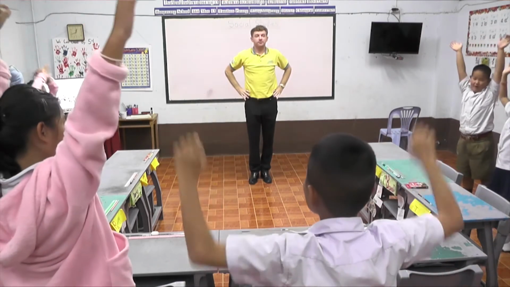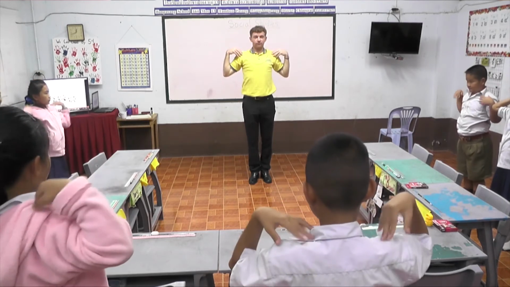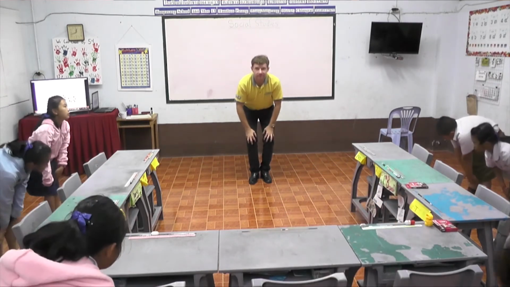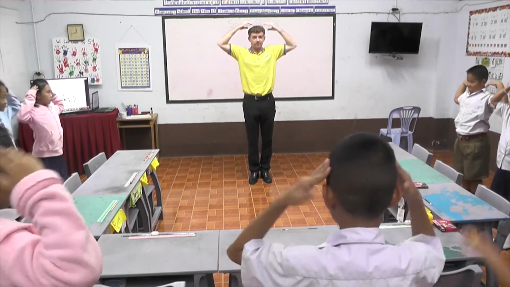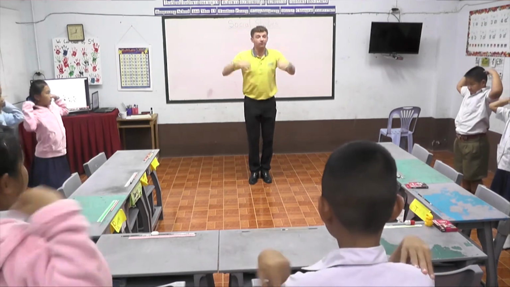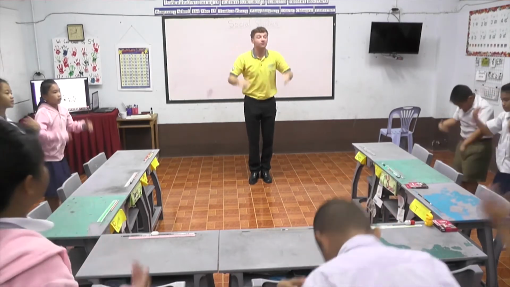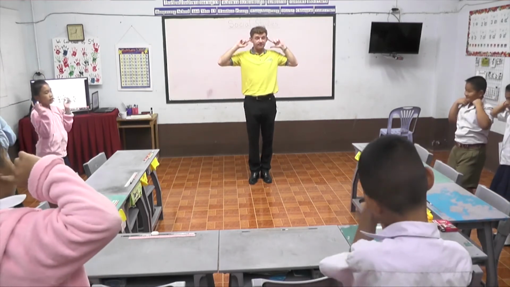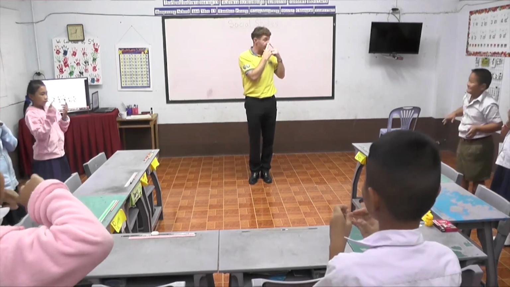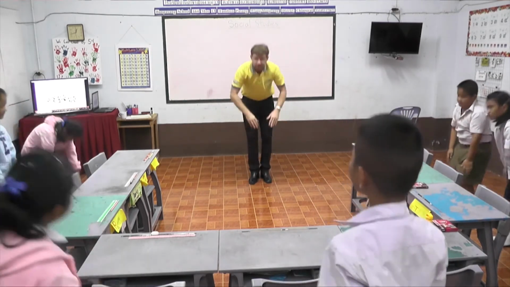And then hands on hips. Hands on head. Hands on shoulders. Knees. Hips. Shoulders. Head, shoulders, knees and toes, knees and toes, and eyes and ears and mouth and nose, head, shoulders, knees and toes, knees and toes.